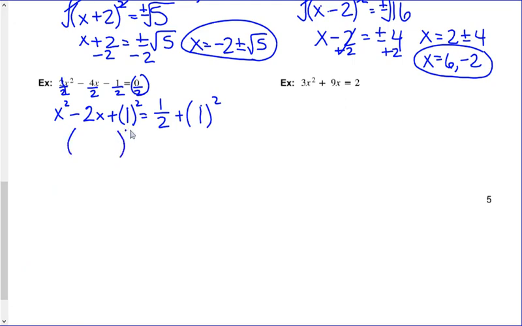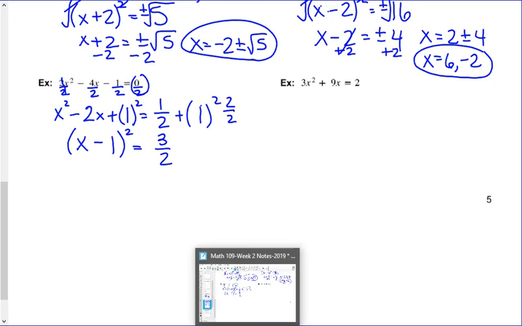Again, the left side becomes the quantity squared. 1 in front, take 1 from behind, same sign as the first. And then 1 squared is 1 plus 1/2 as an improper fraction is 3/2. Use your calculator if you need to. This again is going to be 2 over 2 if I change that to a common denominator.